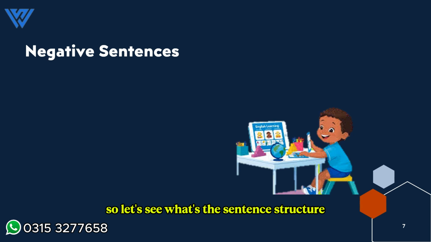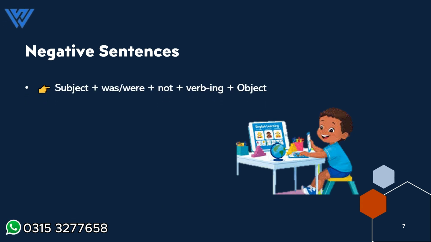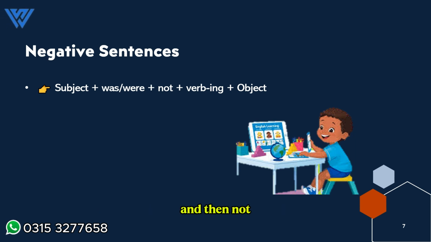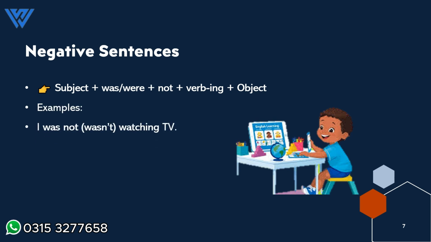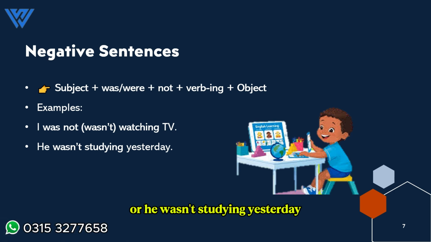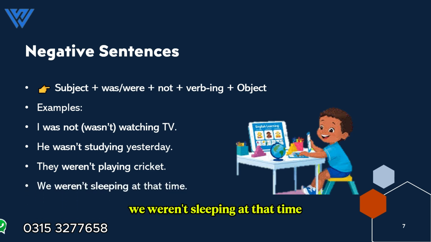So, let's see what's the sentence structure for negative sentences. Negative sentences का sentence structure में it always starts with the subject, was or were, and then not, followed by first form of verb with ing and object. Let's see some examples. I was not watching TV. So was not can also be contracted and said as wasn't. Or he wasn't studying yesterday. They weren't playing cricket. We weren't sleeping at that time.